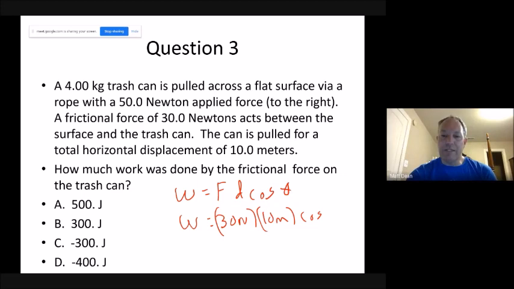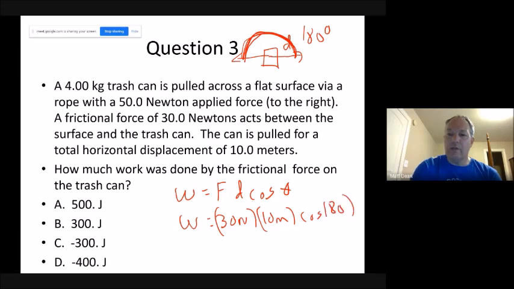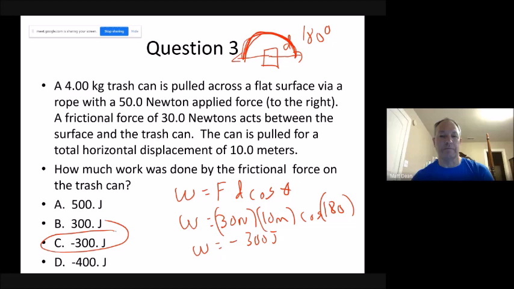But the tricky part of this problem is that angle, theta. So here's our box. It's moving this way 10 meters. That's the direction of the distance. But the frictional force is acting this way. So the angle between these two things, the force and the distance, that angle is 180 degrees. And I hope you know that the cosine of 180 is minus 1. So our work is going to be equal to 30 times 10 times minus 1, negative 300 Newton meters, or negative 300 joules. So our answer there ought to be C. Any questions there?